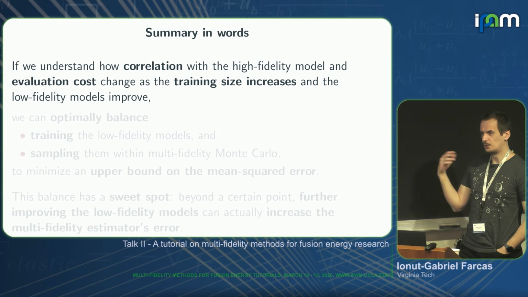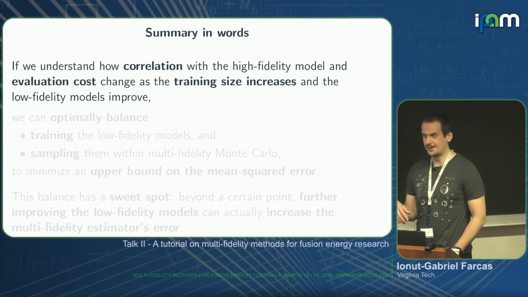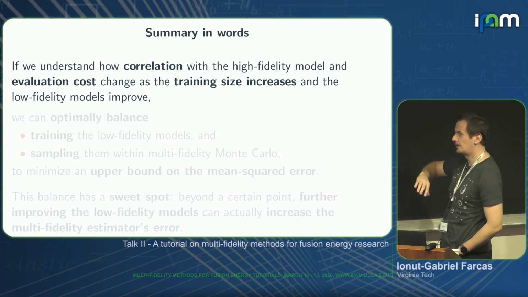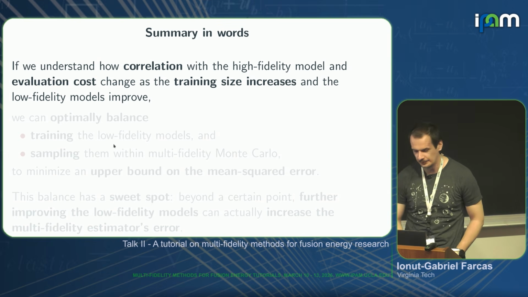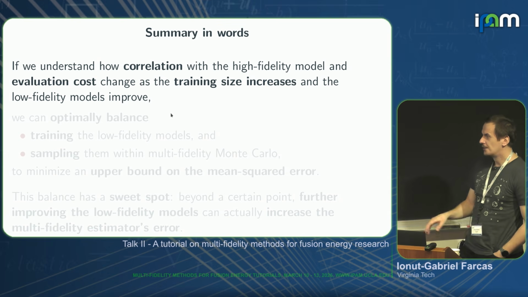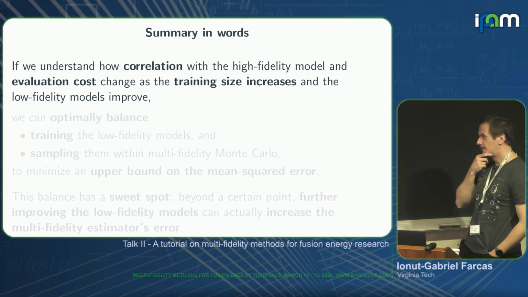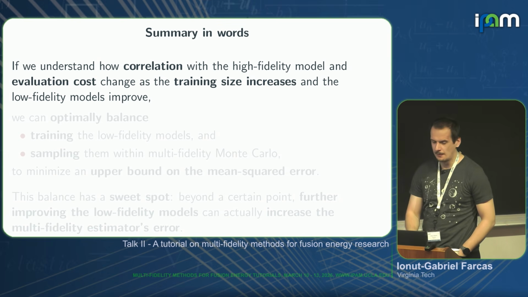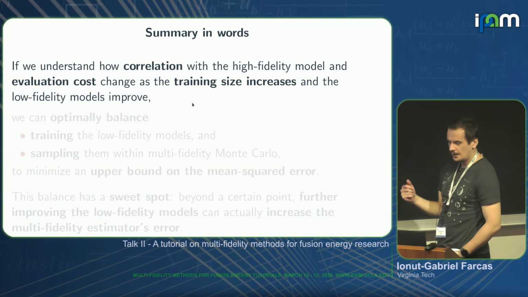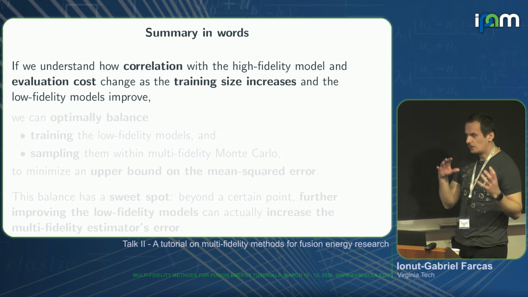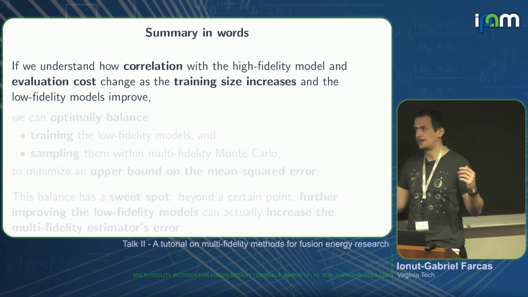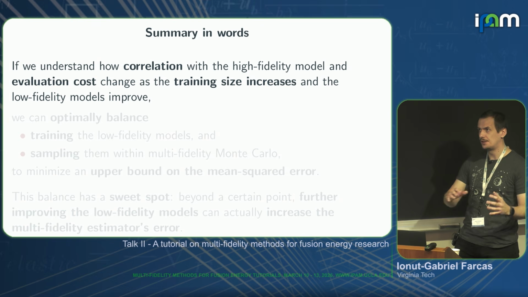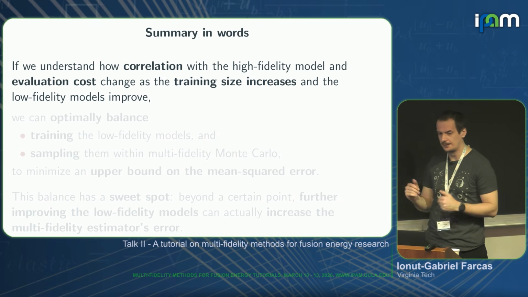So what's the summary in words of this? For those of you who missed yesterday's presentation, I have a slide where I put everything in words and then I show you the math. So, depending on your cup of tea. A summary of this, if I were to do a presentation where I don't show any formulas, is something like this. Previously, we assumed that the models are fixed. And what does it mean in the multi-fidelity Monte Carlo setting? That their correlation coefficients and evaluation costs are fixed and given.